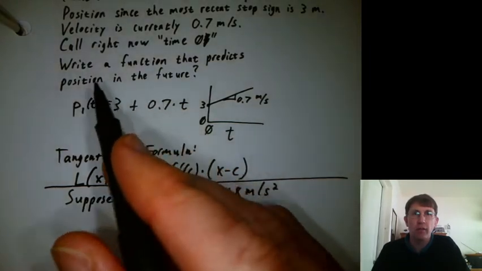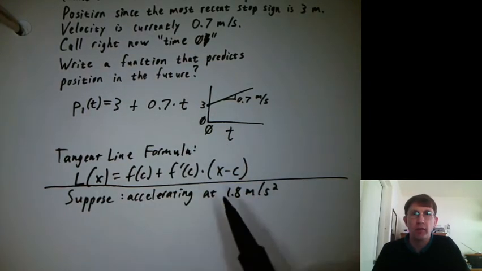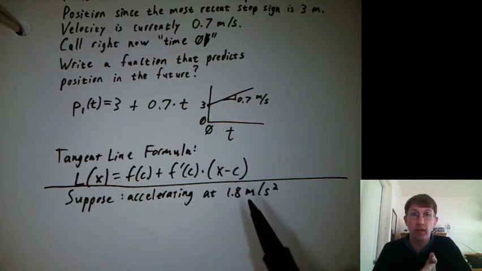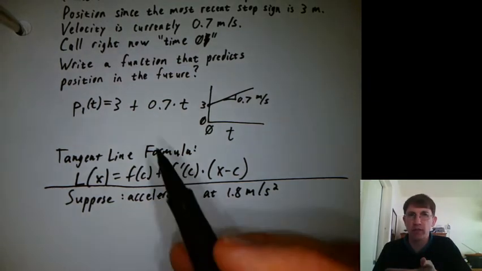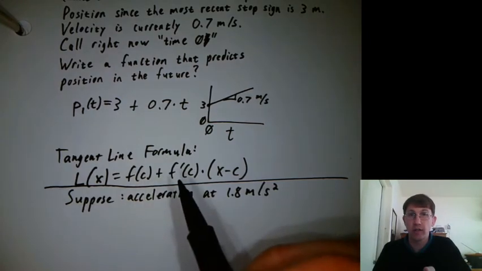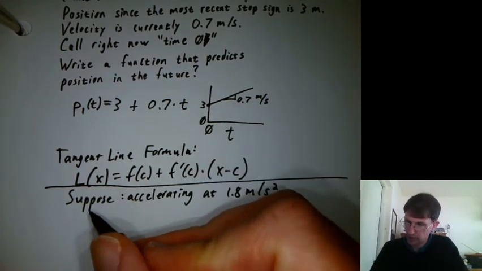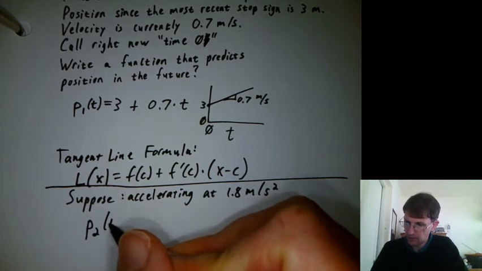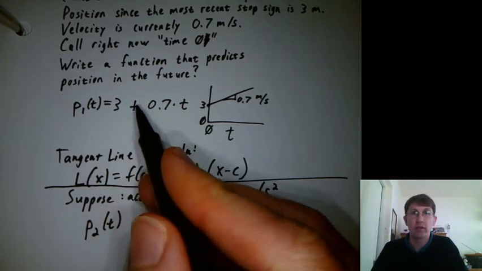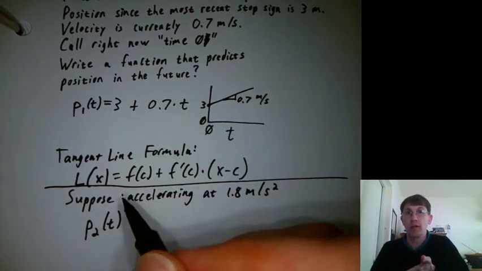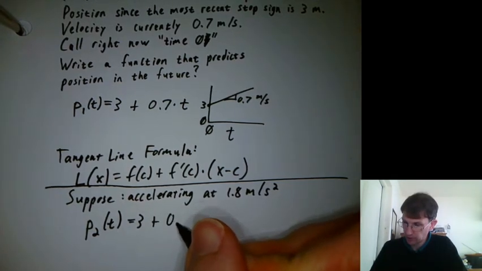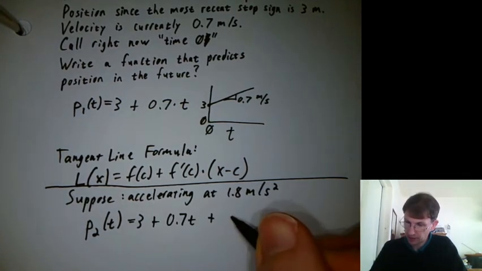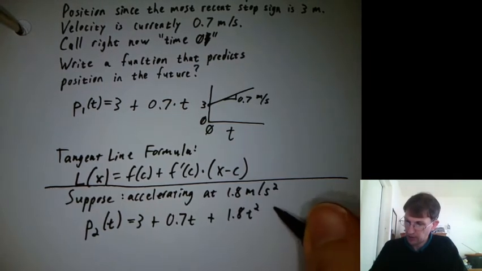So what can we do to our expression here to incorporate acceleration? Well, there's two ways we can think of it. We can think of it as acceleration tends to produce quadratic change in position. So what kind of term can we introduce to our formula here to model quadratic change? Well, put in t squared, right? So you could say p2 of t. I said 1 here because the largest power we had was t to the 1, but now we're going to have a squared term, so I'll call it p2 of t equals 3 plus 0.7t plus 1.8t squared.